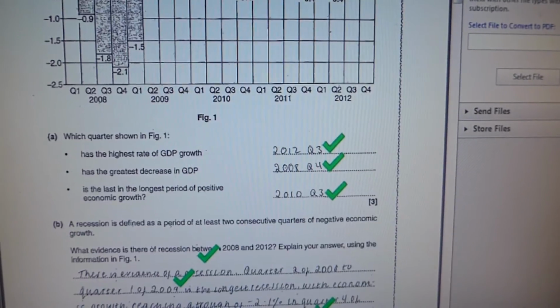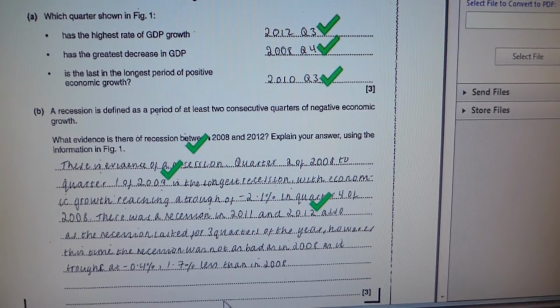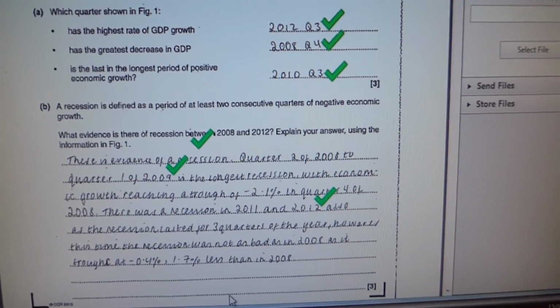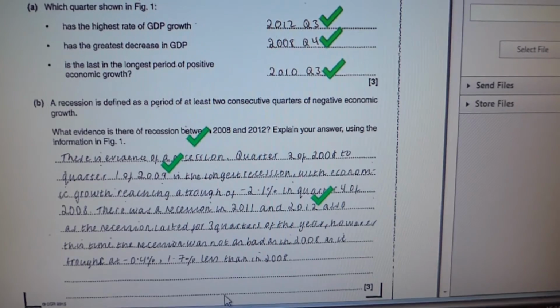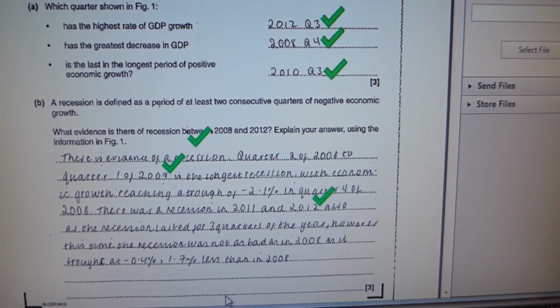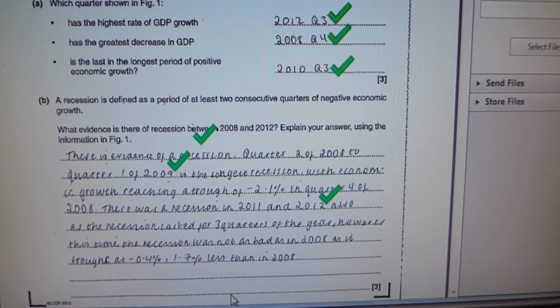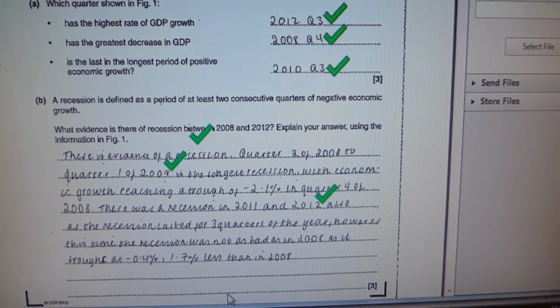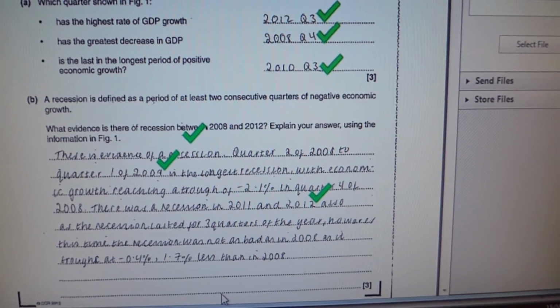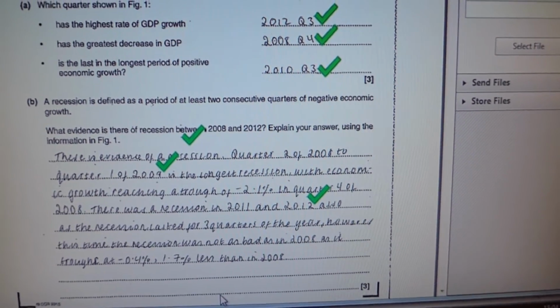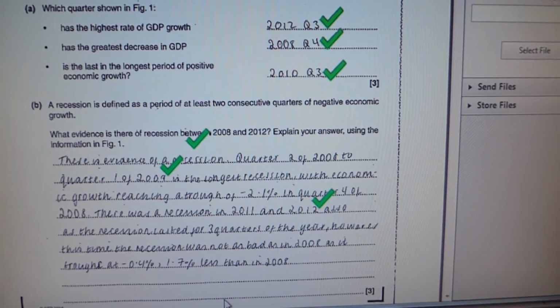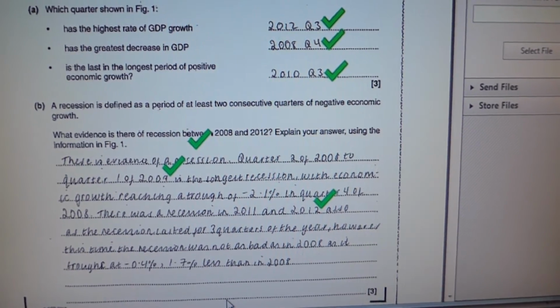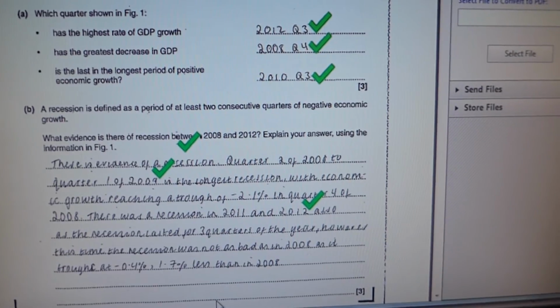Right, next part of this one, 1B. A recession is defined as a period of at least 2 consecutive quarters of negative growth. What evidence is there of recession between 2008 and 2012? Explain your answer using the information in figure 1. That means you must refer to the data in figure 1.